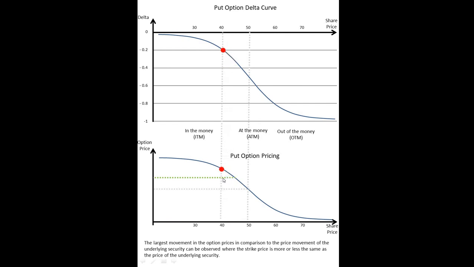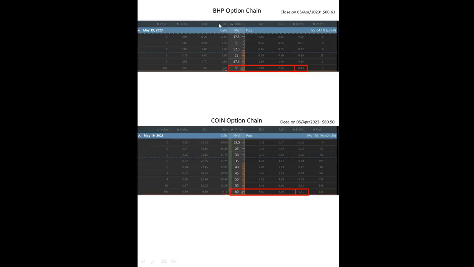And initially, the increase is quite big, but then as the share price continues going down, that change in the option prices is diminishing. On this slide, I have a couple of examples, BHP and Coin. They have almost exactly the same price, 60.63 versus 60.50. And I took these screenshots on the 5th of April 2023.